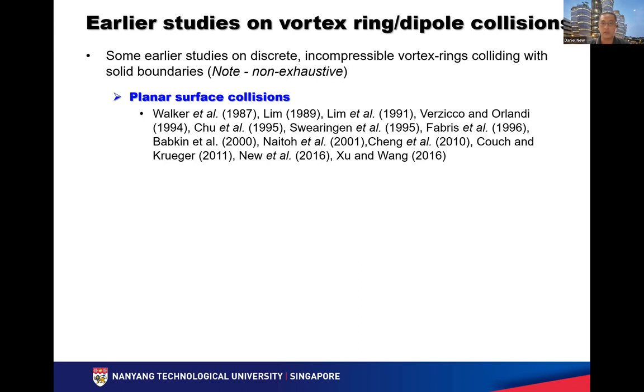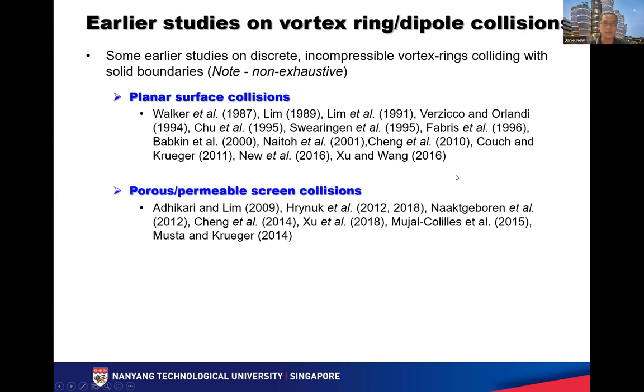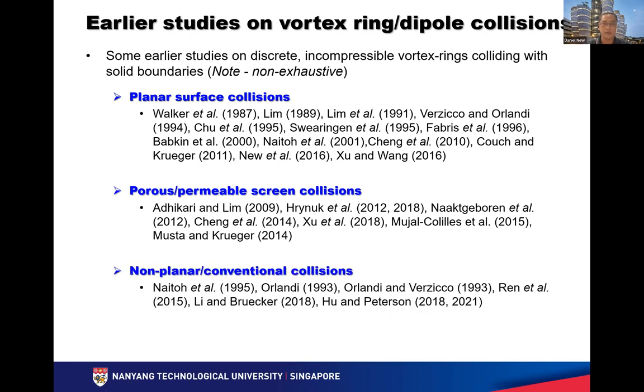All right, over here, we've seen these papers published by all these researchers on vortex ring collisions upon planar surfaces, collisions upon porous and permeable screens, and of course, vortex ring collisions upon non-planar or non-conventional solid boundaries. So this list will be on studies conducted on discrete incompressible vortex rings colliding with solid boundaries. There are other forms of, let's say, compressible vortex ring collisions, which I will not touch upon during this talk, all right?